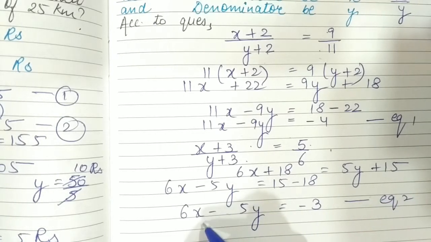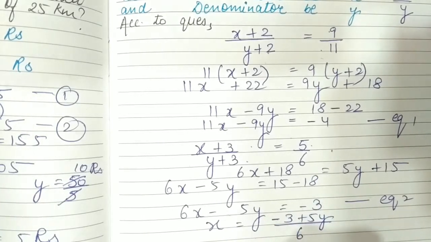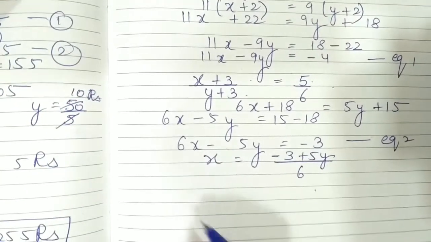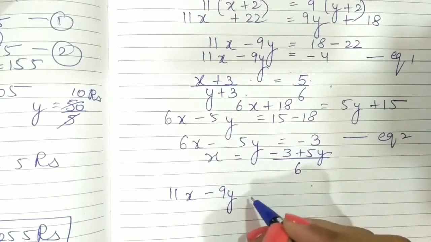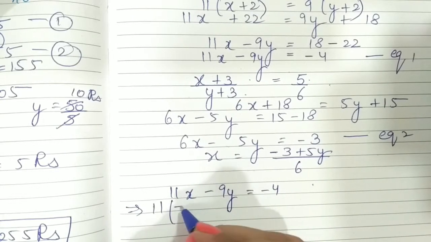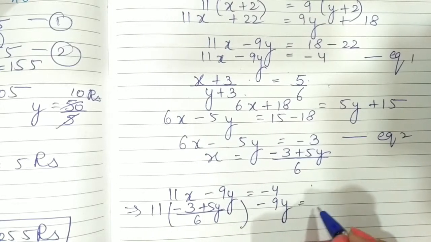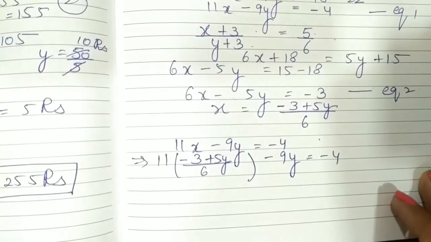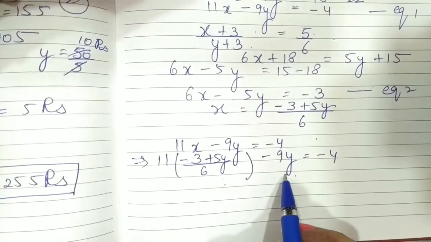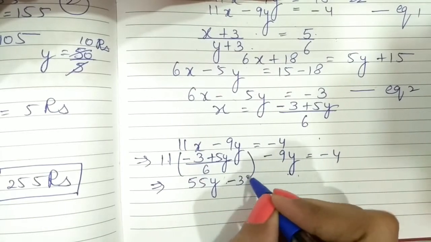The value of x from this equation will be (minus 3 plus 5y) upon 6. Put this value of x in equation first. So equation first was 11x minus 9y equals minus 4. Putting the value of x, we are going to get 11 times (minus 3 plus 5y) upon 6 minus 9y equals minus 4. The equation now from two variables turns to be in a single variable y. 11 5s are 55, 11 3s are 33.